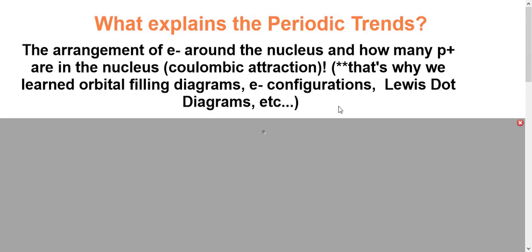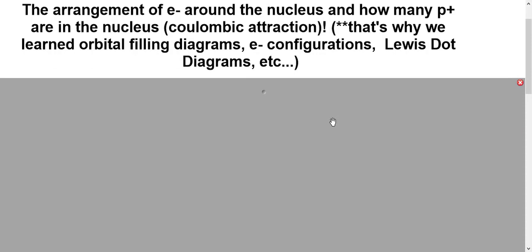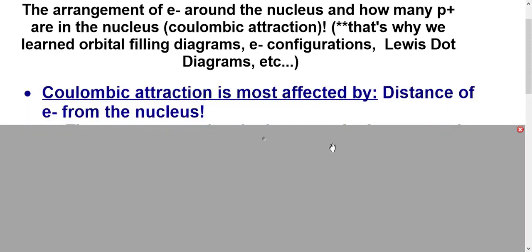What explains periodic trends is the arrangement of electrons around the nucleus and how many protons there are in the nucleus. So this idea of Coulombic attraction, this idea that opposite charges attract, so electrons are attracted to protons and protons are attracted to electrons. Since we already learned where electrons are, in their energy levels, their sublevels, and certain regions around the nucleus, now we can apply that to other trends. So let's start with Coulombic attraction.